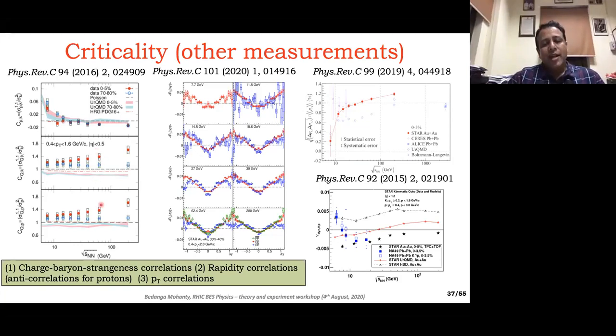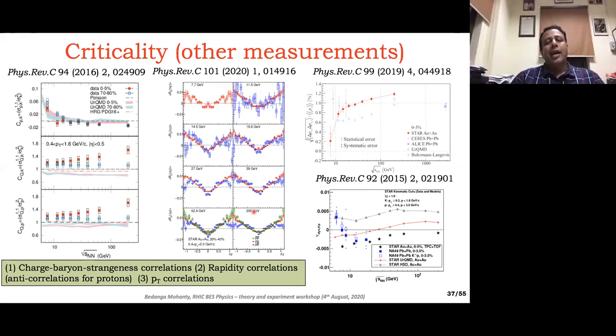We also look at rapidity correlations between protons, antiprotons, and proton and antiproton. The interesting trends at mid-rapidity we see are some kind of anti-correlations. From the mean pT correlations, they show a monotonic increase with collision energy, and so also the nu dynamic for kaon pions, they seem to show a monotonic increase for the collider energies. So these were some of the other fluctuation and correlation measurements which STAR has come up with.